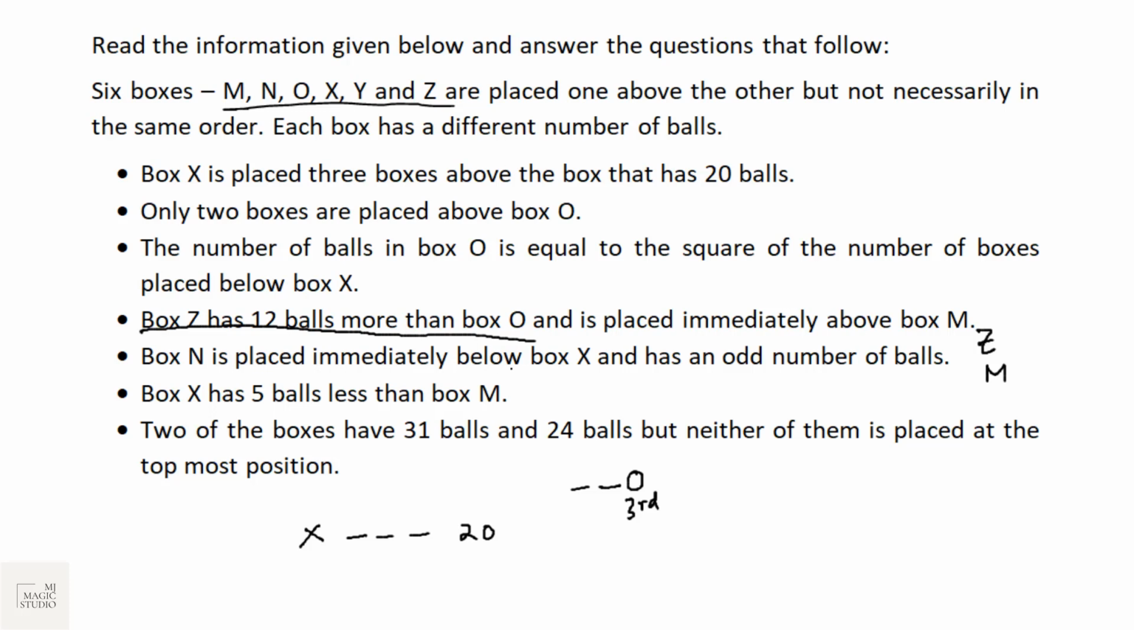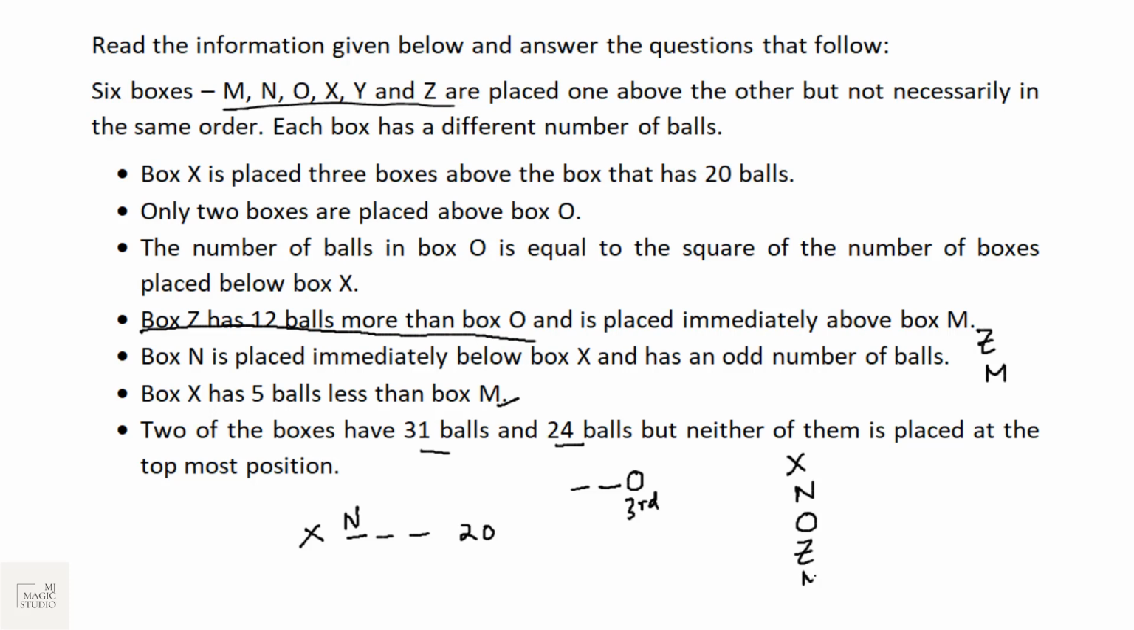Box N is placed immediately below X. We have got this N, and it has an odd number of balls. Box X has 5 balls less than M. 2 of the boxes have 31 balls and 24 balls, but neither of them is placed at the topmost position. If I place O here, then ZM, but Z has 12 balls more than O, then O will have 8, which should equal a square number. 8 is not a square number. So what we are getting is X, N, and O at the third position.